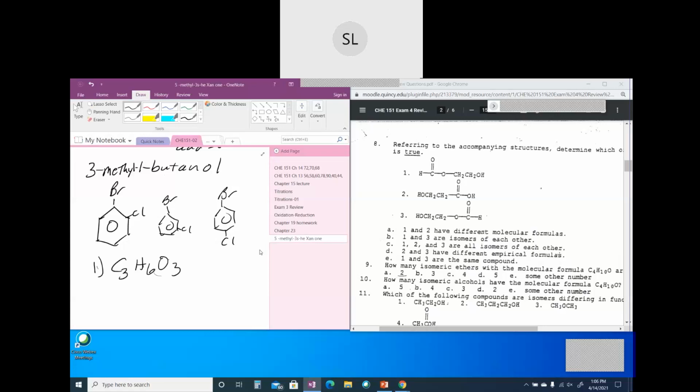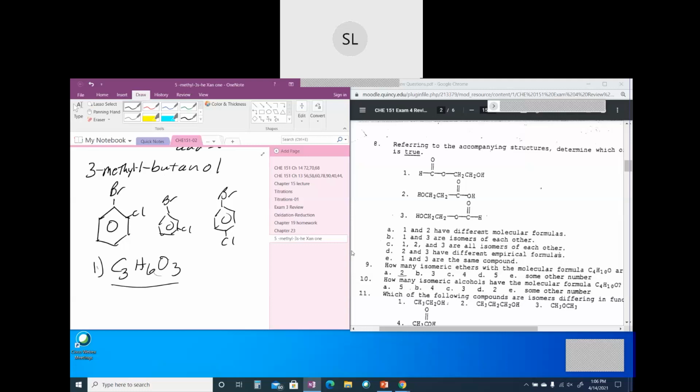So 1 and 2 do not have a different molecular formula. They have the same molecular formula. Molecular formula is just simply the total number of carbons, hydrogens, and oxygens. So 1 and 3 are isomers of each other. So 1 and 3, are these isomers?